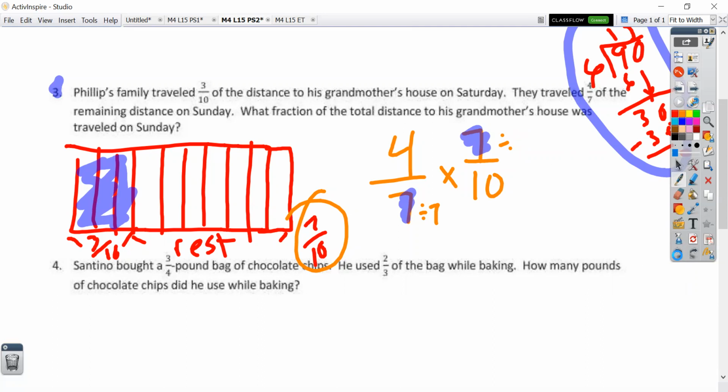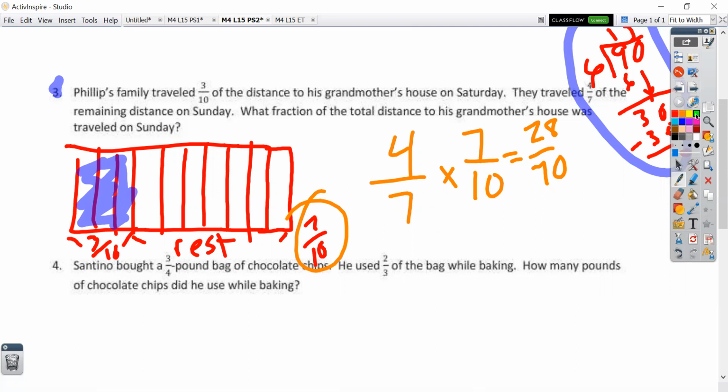Now, for some of us that can't see that yet, let's just solve it as normal. 4 times 7 is 28. 7 times 10 is 70. Whoa, 28 70ths. I think I messed up with my dividing anyways. Yeah, I feel like I messed up on that example just a second ago. Now I'll have to rewatch my own video and analyze what I just did. So I apologize if that messed us up.